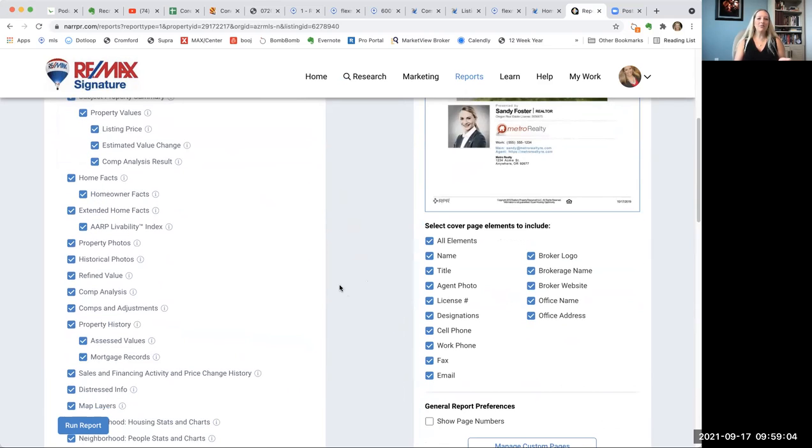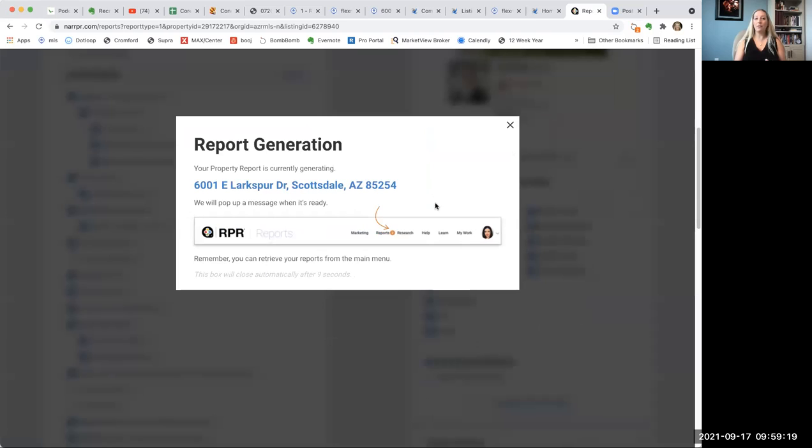In that case, you can take off a lot of other stuff. Maybe historic photos don't need to be on here, or distressed information or map layers. I would just go ahead and start to remove some of the data, and then that way you can adjust the report. Once you've run it, it will generate it, and then it will give you a ping so that you'll know what's going on. You can download that, and then you can email it.